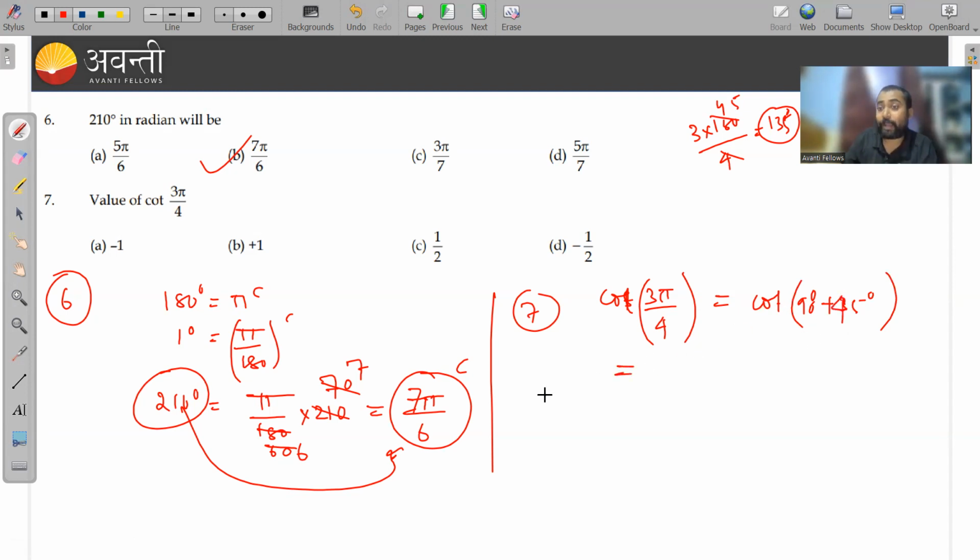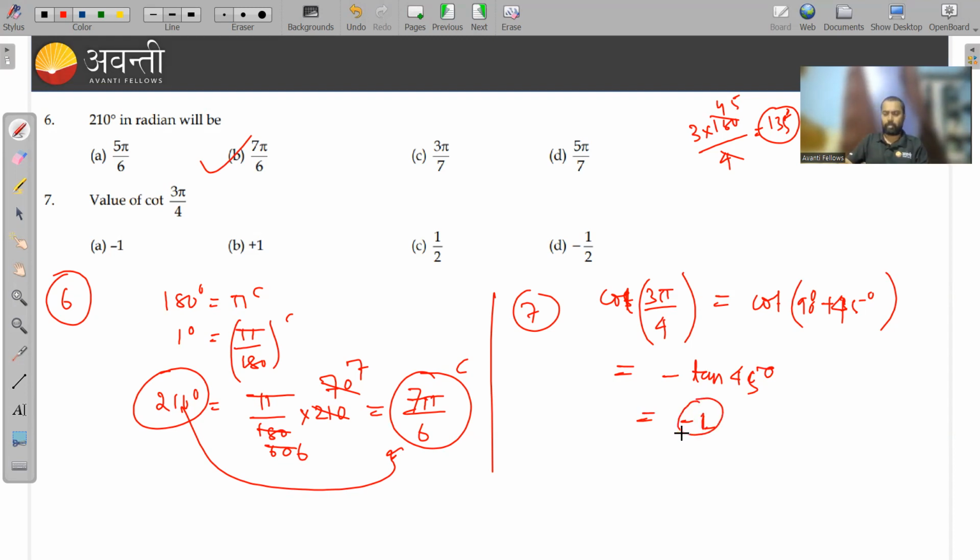So cot of 90 plus 45. In the second quadrant, what is the sign of cot? Negative, right? So minus of cot. When we are taking 90 plus theta, cot becomes its reciprocal function, that is tan. So cot converted into tan. So minus of tan of 45, that is minus 1.